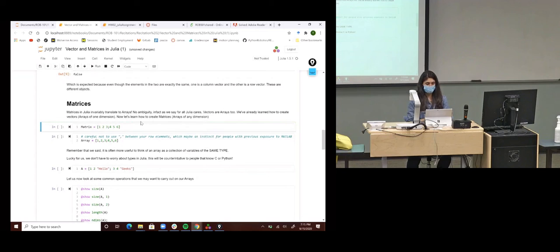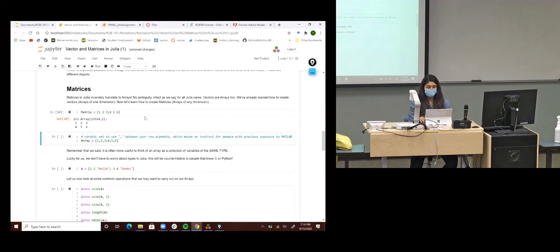Now, going on to matrices. Matrices in Julia invariably translate into arrays. So, vectors are arrays too, and arrays can be of different dimensions. We look at two-dimensional arrays and we call them matrices. But Julia understands that we, as people that study math, are more comfortable with calling two-dimensional arrays matrices, and it has built-in functions that let us do just that.